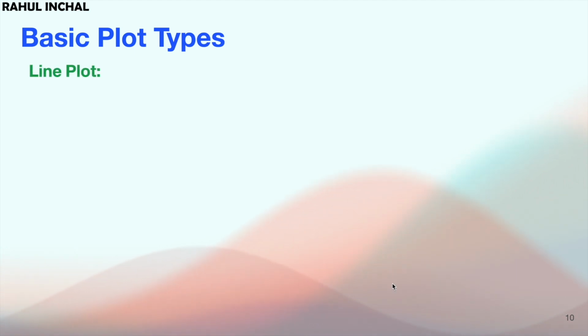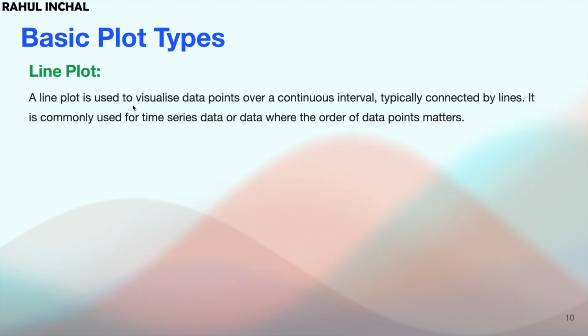Now basic plot types. First is line plot. A line plot is used to visualize data points over a continuous interval. Remember, this word continuous interval is very, very important. You guys are going to be data scientists or data analysts, so using specific words for that specific definition becomes very important. If you mention this in front of the interviewer, then you are showing that you know things. Typically connected by lines, it is commonly used for time series data or data where the order of data points matters. For example, linear regression, in which we want to find the line. That's why we use line plot.